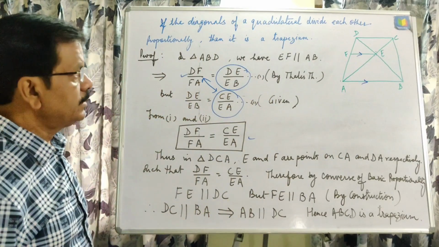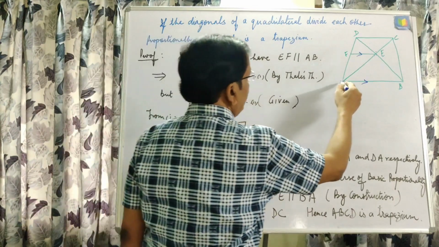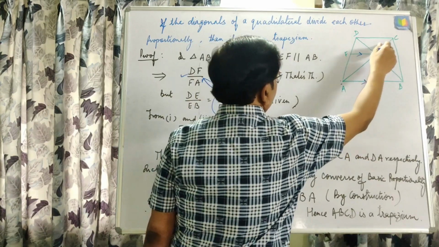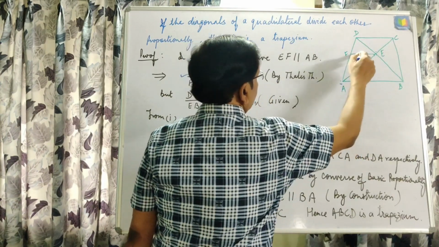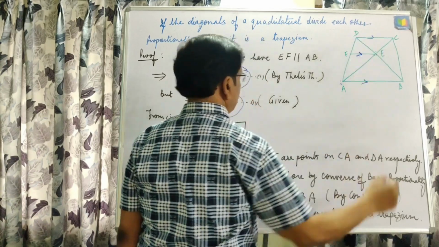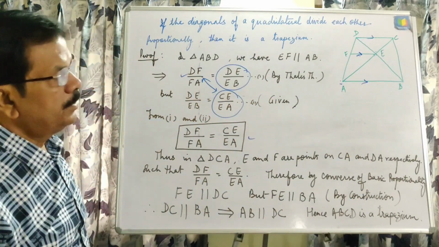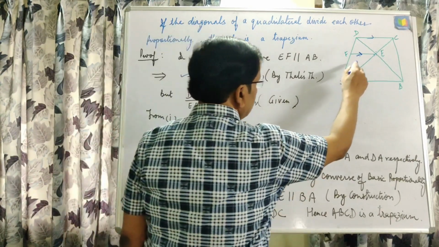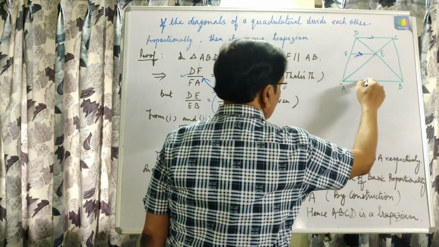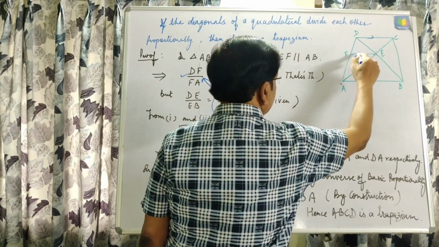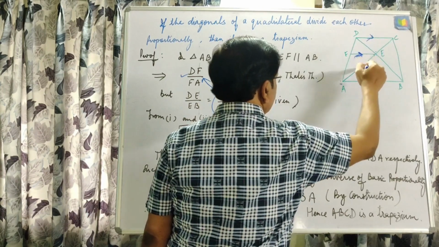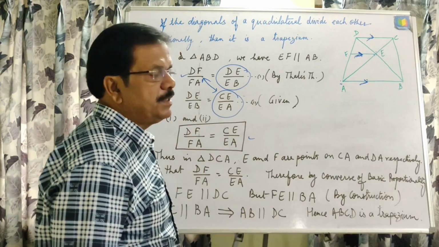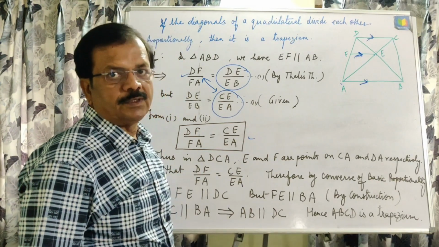And in this case, you can take this triangle ACD. Since DF upon FA is equal to CE upon EA, so this line will be parallel to DC by converse of Thales theorem. But here by construction we have drawn this line parallel to this, and we just proved that this line parallel to this. So all these three lines are parallel to each other, and that is why ABCD is a trapezium. Now next.